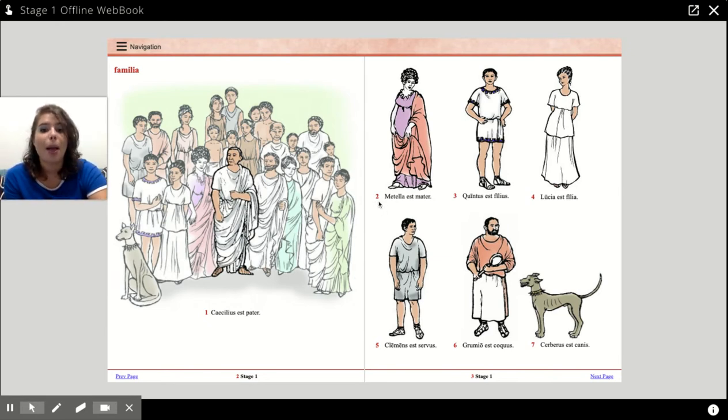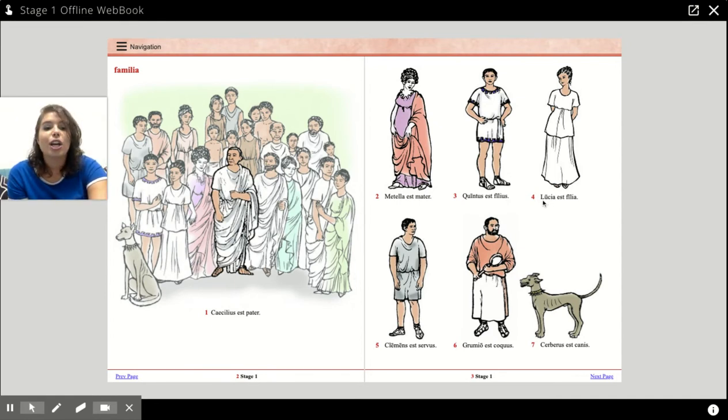Number 2, Metella est mater. And again, we've seen these vocabulary words. We have a capital here for our name. Metella is the mother. Number 3, Quintus est filius. Quintus is the son.